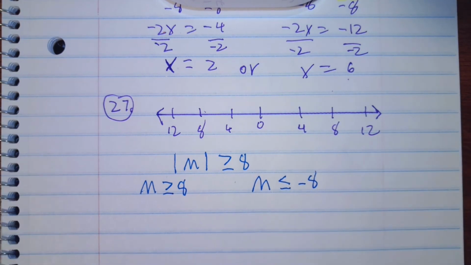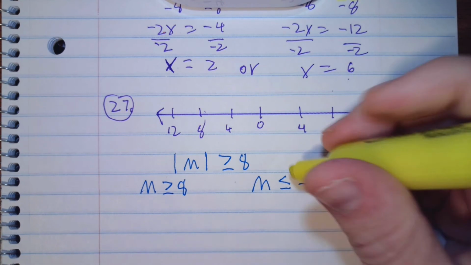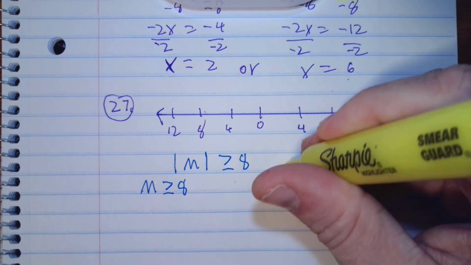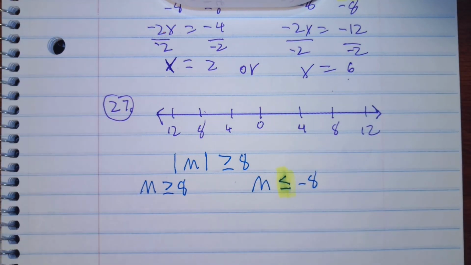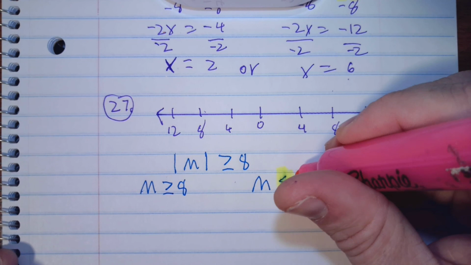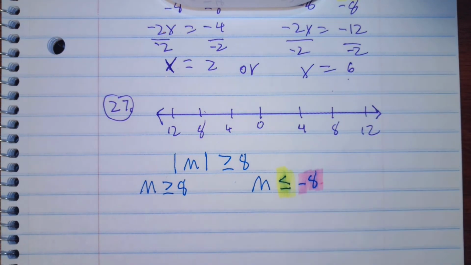Okay, I did something there. So I changed both. I flipped the sign and I changed this to a negative. Okay, this is what you need in your notes. This is very, very important. So now we need to figure out how to graph this.